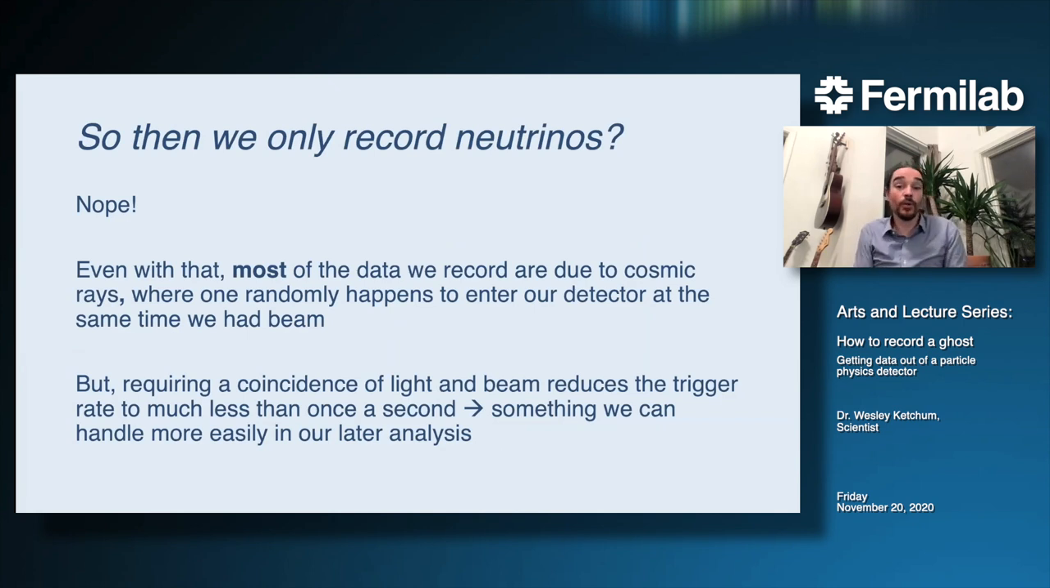So does that mean that we only record neutrinos then? It's still not the case. It turns out, because neutrinos still happen so rarely, that most of the data we record are still due to cosmic rays. And it's cosmic rays that just so happen to go through the detector at the same time as the beam. The neutrinos were going through the detector, but more often than not, they still don't interact. But maybe there was a random cosmic that came through and interacted in the detector at the same time. And so there's still a lot of work for us to do to sort out all of those interactions.